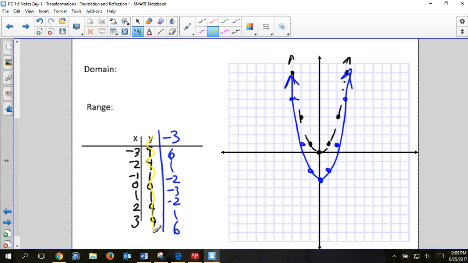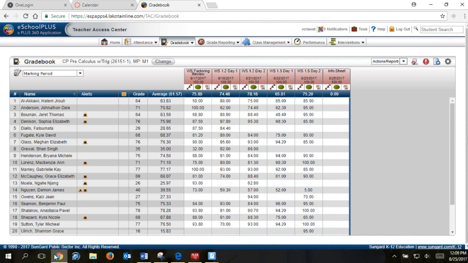And then domain and range, we are writing in interval notation. So the domain is all real numbers.